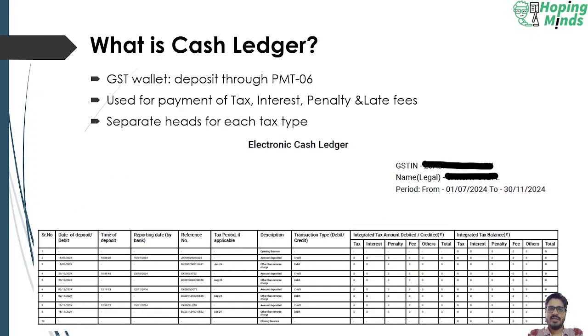Next, what is the cash ledger? It is a wallet deposited through Challan PMT 06. It is used for payment of tax, interest, penalty and late fees. It has separate heads for each tax type like IGST, CGST, SGST and cess. Again to mention, the TDS credit that is accepted by the taxpayer gets credited to the cash ledger.